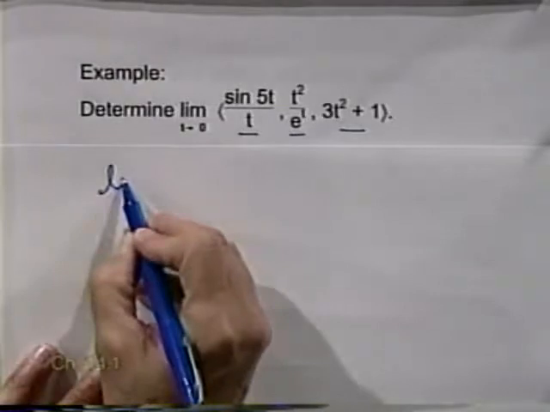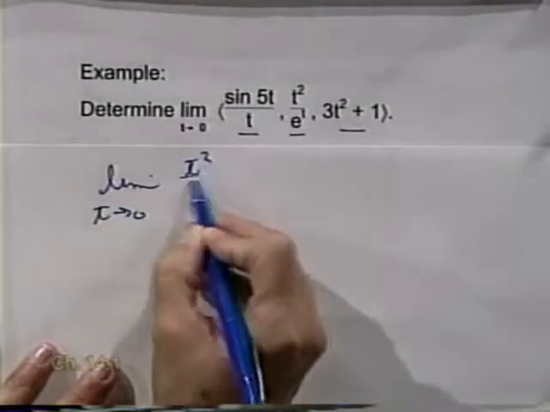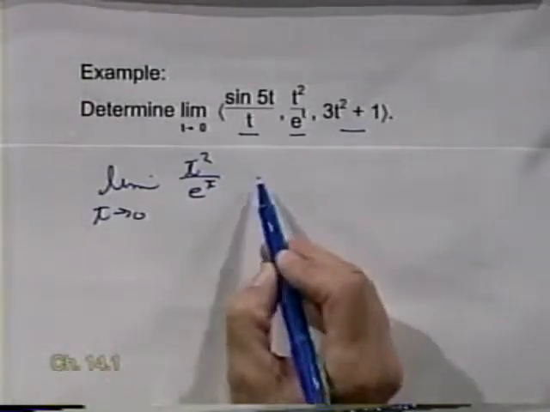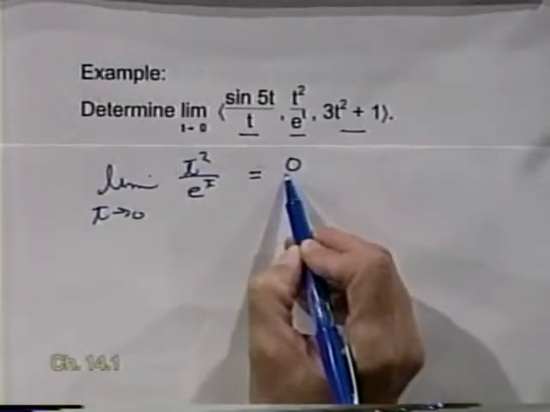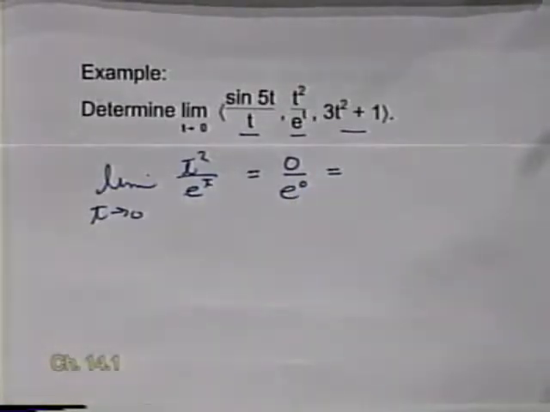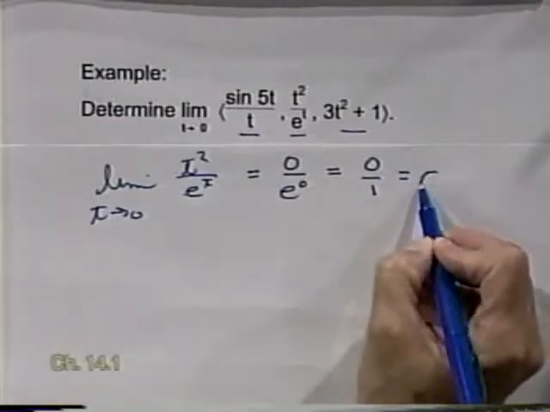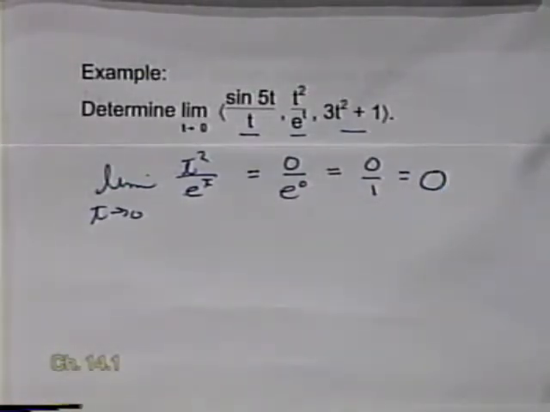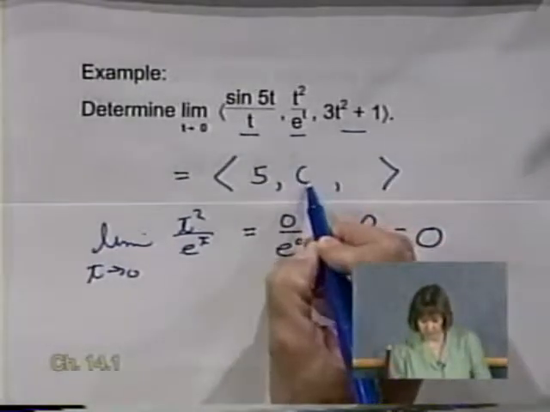We're going to take the limit as t approaches 0 of t squared over e to the t. Okay, t squared over e to the t. Now plugging in for this one, we always try plugging in first, we get 0 over e to the 0. And what does e to the 0 equal? 1. So I have 0 over 1, which is 0. So the y component is going to 0.